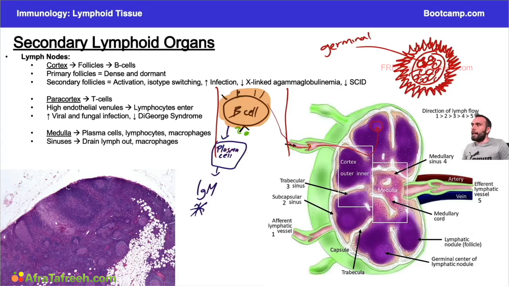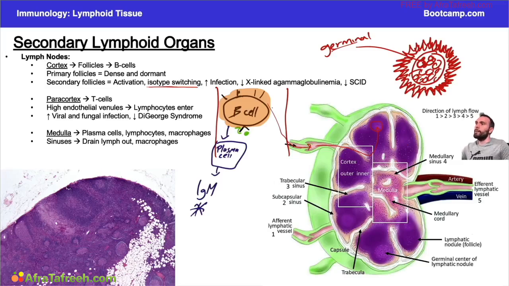And that's where this activation comes from. Okay, so that's that secondary germinal center. Now remember what I said, once you get into the germinal center, those cells will undergo isotype switching. So these B cells that are in the germinal center, that are activated, are going to be undergoing isotype switching. So what that means is, now they can make other antibodies.